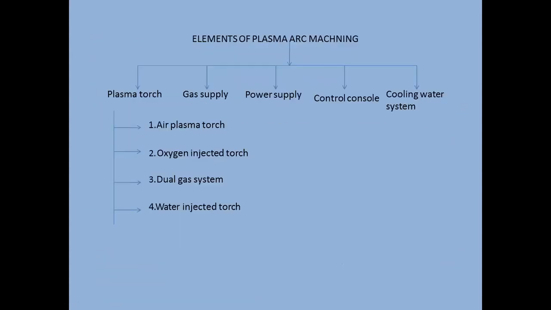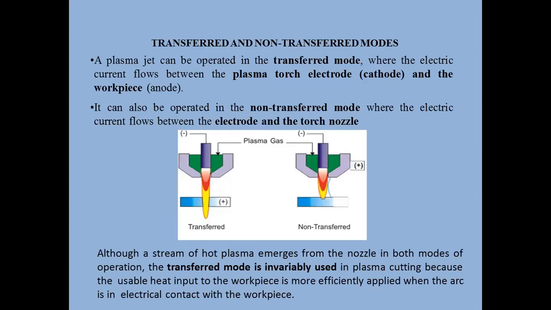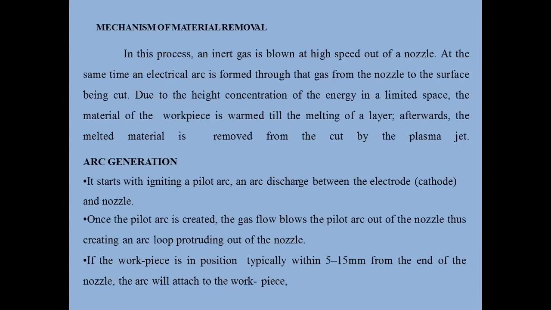Today we have seen the different elements: what are the transfer and non-transfer modes of arc in plasma arc machining, how they are useful, and which is preferably used in plasma arc machining, what is the material removal mechanism in plasma arc machining, and what is the mechanism for arc generation in plasma arc machining. That's what we have seen in this session. We'll see the types of torches in the next session.